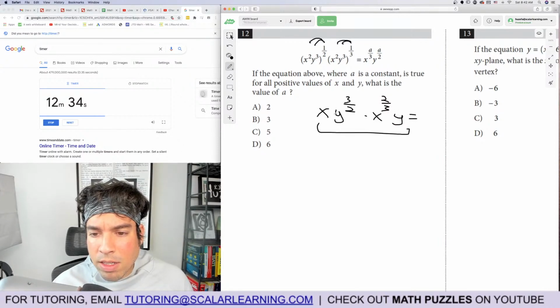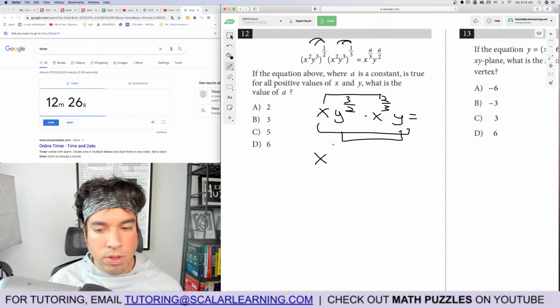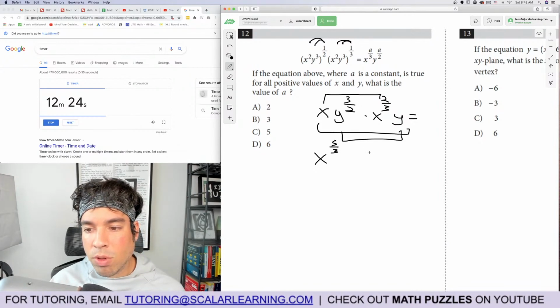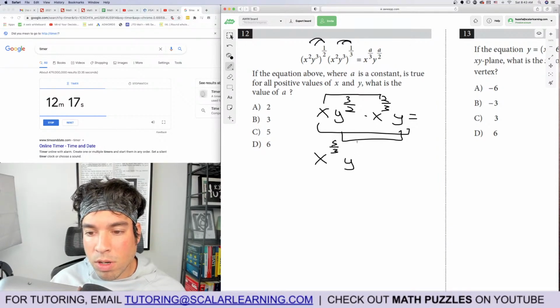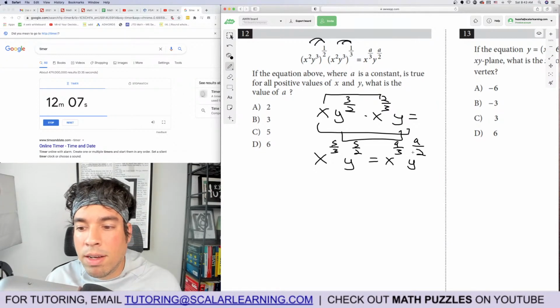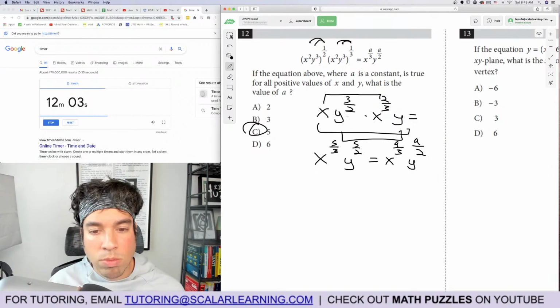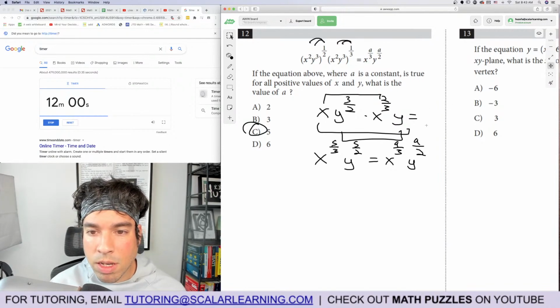Now we can combine these guys. We'll add these exponents, so I get X to the 1 plus 2/3 is 5/3, right? And then for the Y, 1 plus 3/2 is 5/2, right? 2 over 2 plus 3 over 2 is 5 over 2. Equals X to the A over 3, Y to the A over 2. Simple. A has to be 5. Now that we've done all this, it's got to be 5. It's the only thing that works. Boom, done. As long as I didn't make any mistakes, right?